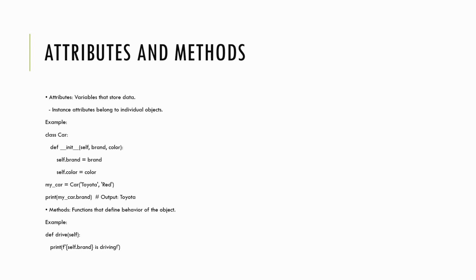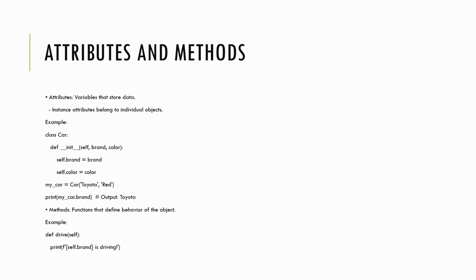Every object created from a class can hold data. These are called attributes. Attributes are variables that belong to an object and hold its data. In our car example, we have two attributes, brand and color. These attributes are defined inside the class and we assign values to them when creating an object.